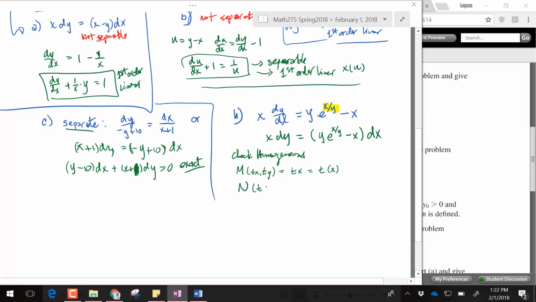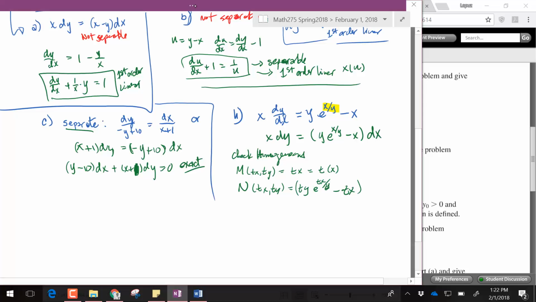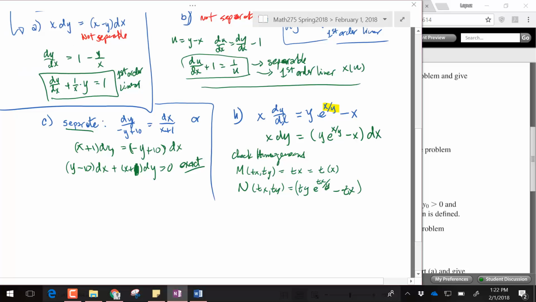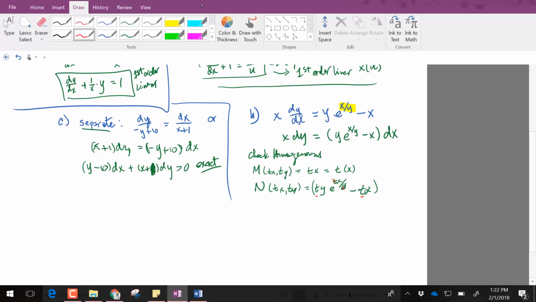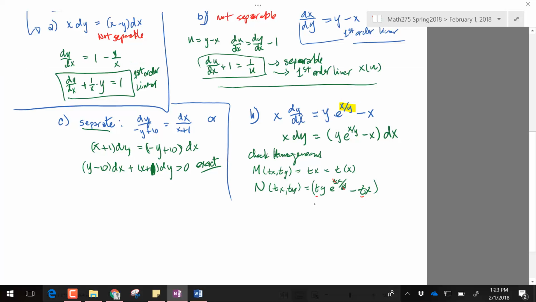This one's a little bit more complicated. So ty e to the tx over ty minus tx. So the powers of the exponential function can cancel out, and then we can factor out a t from the two terms. And then we're going to get t times (y e to the x over y minus x) after it's canceled out. So this is your n. So we see that this is homogeneous.